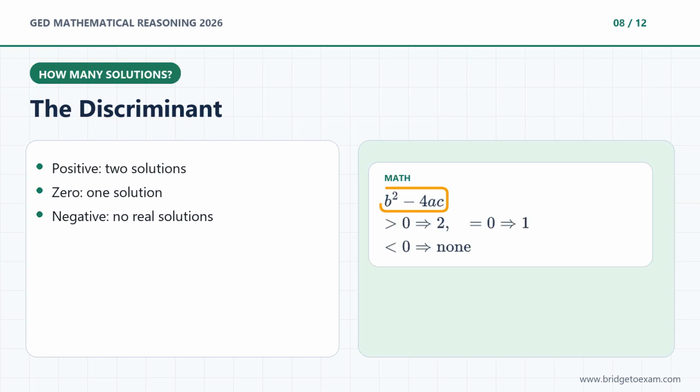The part under the square root, b squared minus 4ac, is called the discriminant. It tells you how many real solutions there are. If it is positive, there are 2 solutions. If it is exactly 0, there is 1 solution, and if it is negative, there are no real solutions.